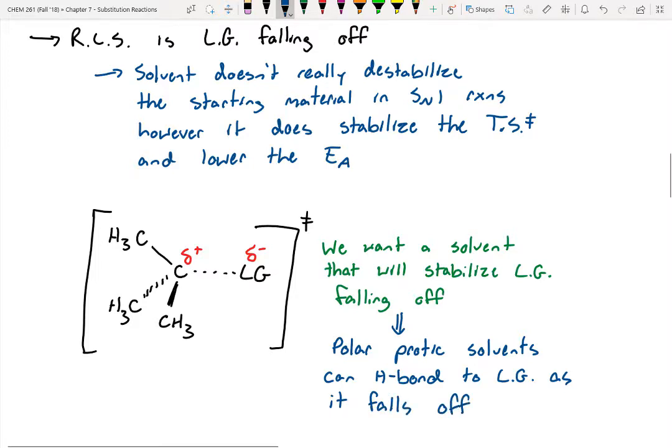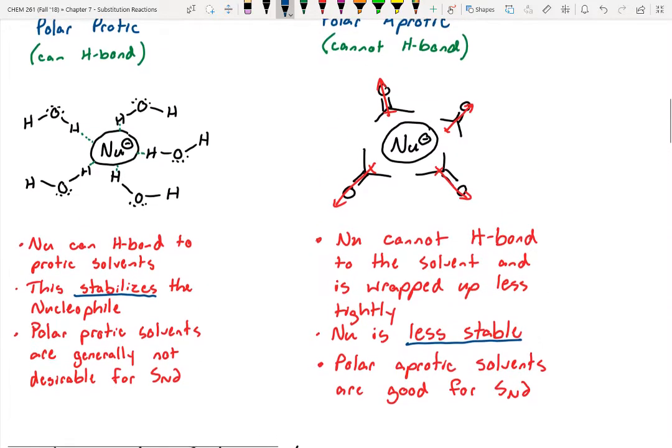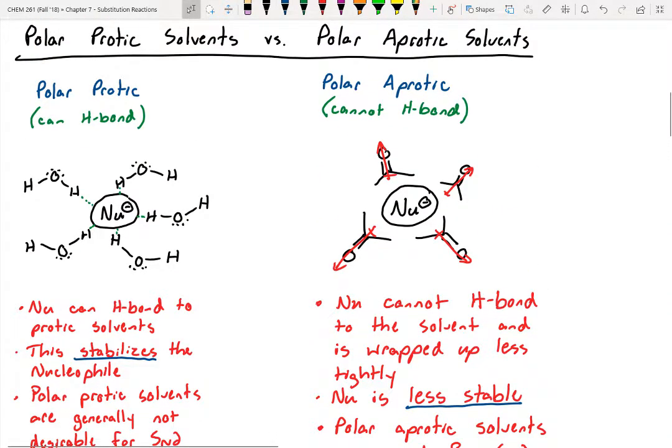So in an SN1 reaction, polar protic solvents are actually more favorable because they essentially catch that leaving group as it's falling off and stabilize the transition state. Yeah? So essentially H bonding always does the stabilizing, it's just a matter of if the reaction wants stabilizing. Yeah, exactly. If we're looking at an SN1 reaction, our goal was to stabilize the transition state. So we still did want a polar solvent.